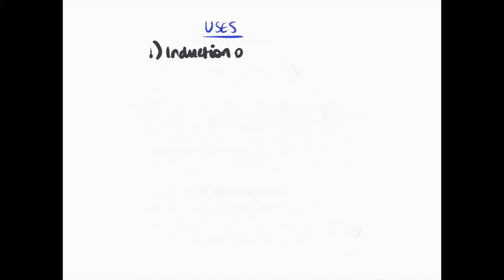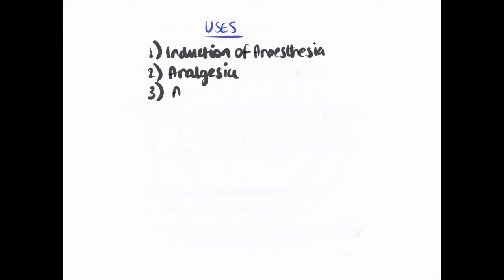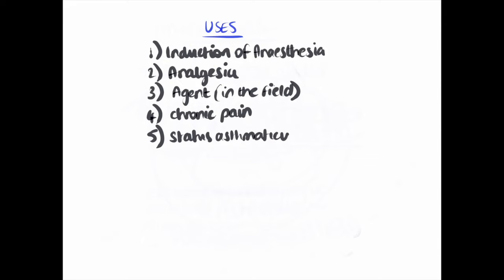Uses. It is used for intravenous induction and appears to have a particular place in the management of pre-hospital and intra-hospital trauma patients requiring anaesthesia. It is a potent analgesic and can be used in acute or chronic pain. It can be used in life-threatening asthma when initial therapies have failed.